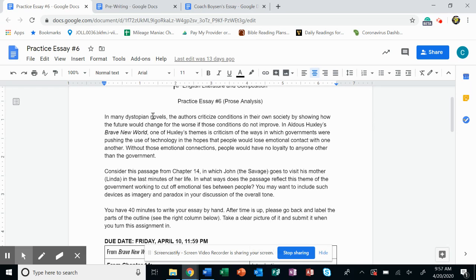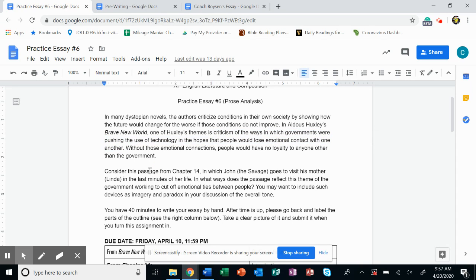So the first paragraph of the prompt: In many dystopian novels, the authors criticize conditions in their own society by showing how the future would change for the worse if those conditions do not improve. In Aldous Huxley's Brave New World, one of Huxley's themes is criticism of the ways in which governments were pushing the use of technology in the hopes that people would lose emotional contact with one another. Without those emotional connections, people would have no loyalty to anyone other than the government. Okay, so that's something we should have in the back of our mind now. How is the government using technology to cut emotional ties between people?